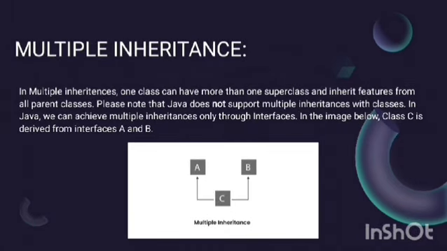Second type is multiple inheritance. In multiple inheritance, one class can have more than one superclass and inherit the features from all parent classes. Please note that Java does not support multiple inheritance with classes. In Java, we can achieve multiple inheritance only through interfaces. In the image below, class C is derived from interfaces A and B.